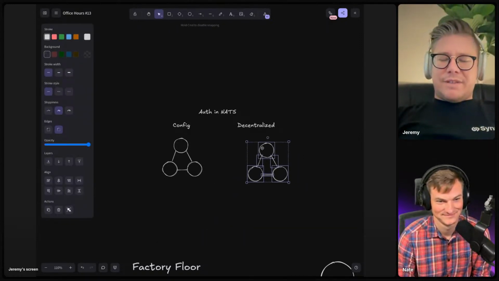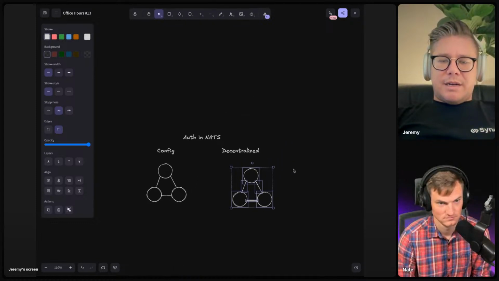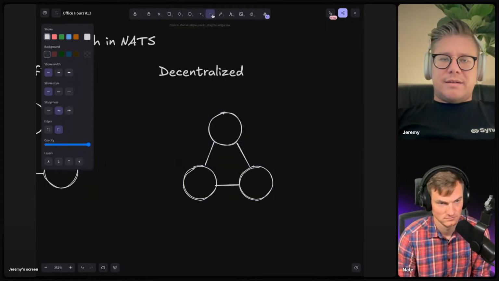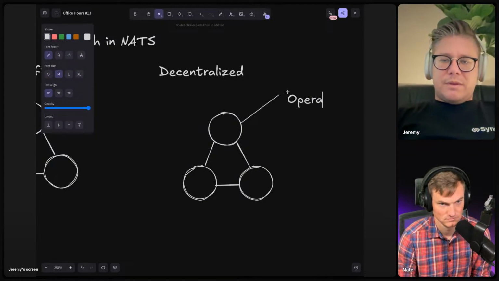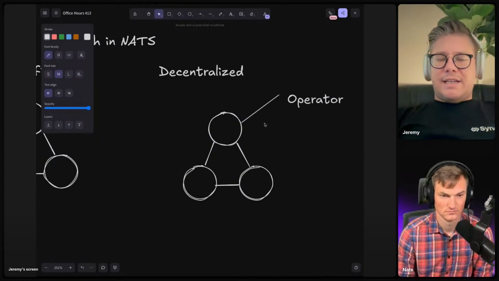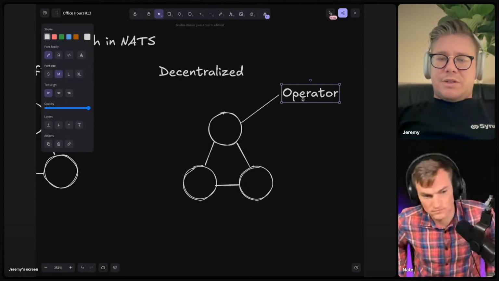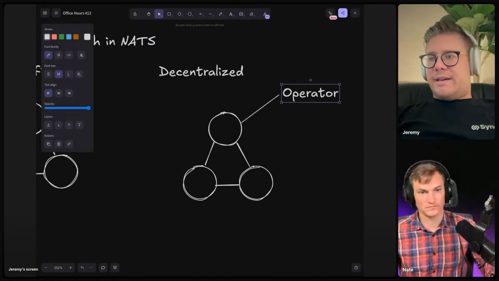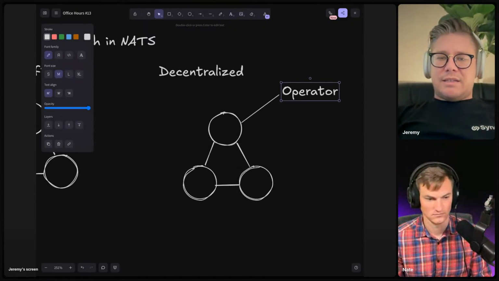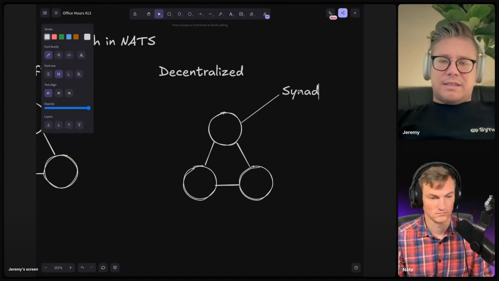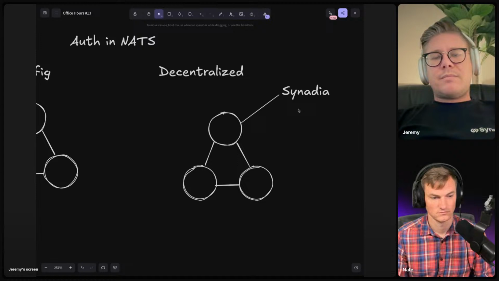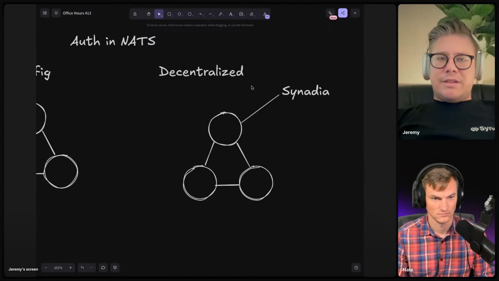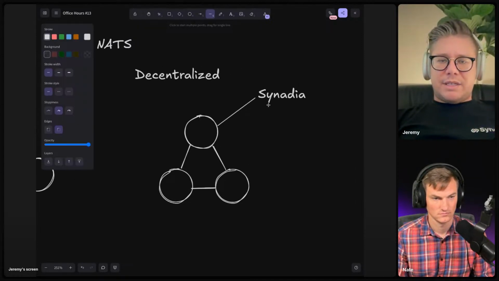Where you have this idea of a NATS cluster. And really all that you configure is a couple things. You configure an operator, which is basically an identity of, here's the person who has the master keys, here's what they represent. So in our case, Synadia is the operator of NGS or Synadia Cloud, right? And then underneath those operators, you have accounts and users.